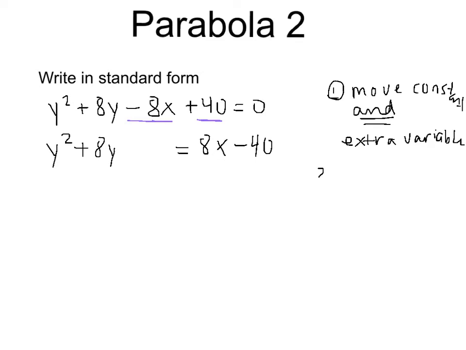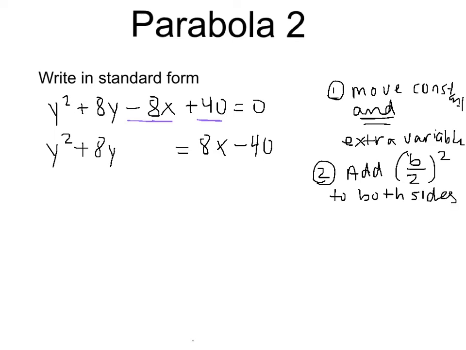The next thing we're going to do is we're going to add our blanks. So we're going to add b over 2 squared to both sides. Okay, so we'll come in here and we're going to add in our blank. So plus blank, making sure you do it on both sides. That blank is always equal to b divided by 2 squared. So here my b is 8. Divided by 2 is 4, squared is 16, so we'll add 16 to both sides.